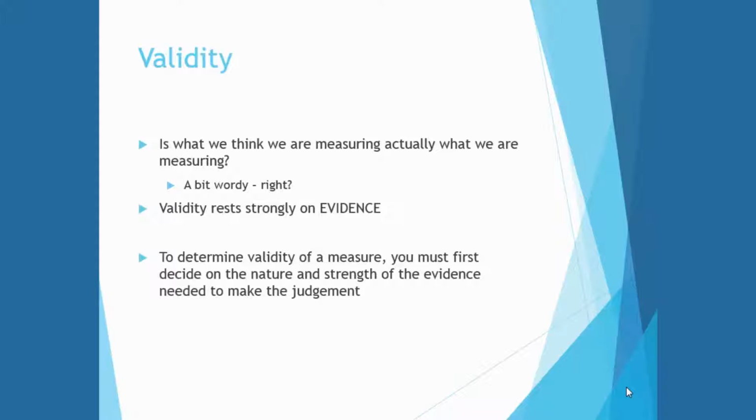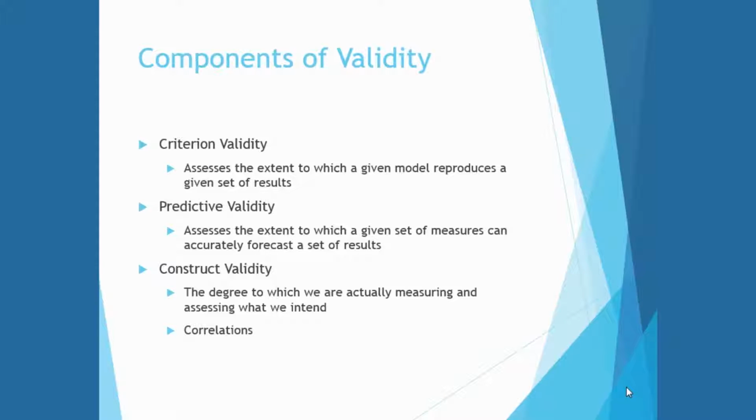Now, let's get into validity, because I mentioned face validity and I want to make sure that we review that. Is what we think we are measuring actually what we are measuring? Okay. Basically, validity rests strongly on evidence. Okay, are we really doing this? Are we not doing this? To determine validity of a measure, you have to decide on the nature and the strength of the evidence needed to make the judgment. Now, there are different components to validity. You have criterion validity, predictive validity, and then construct validity.